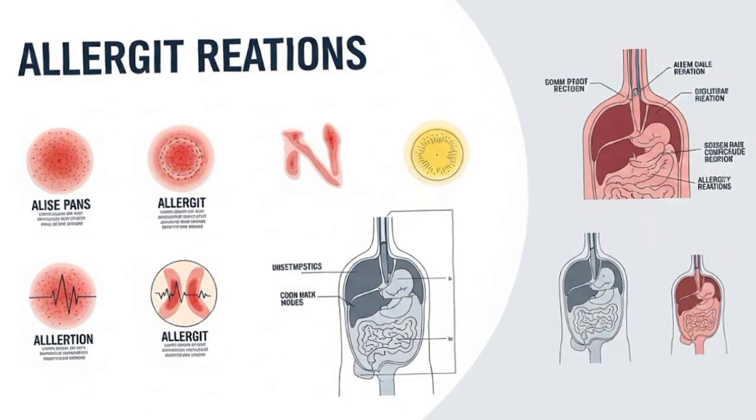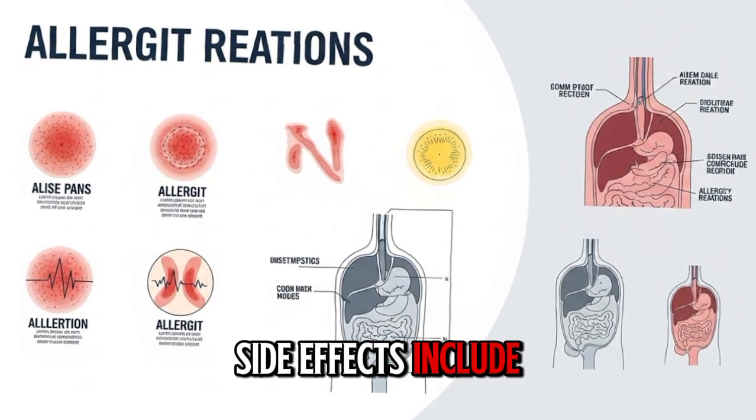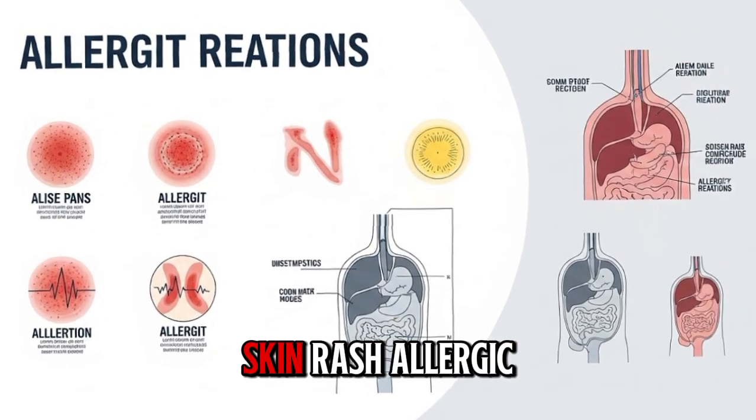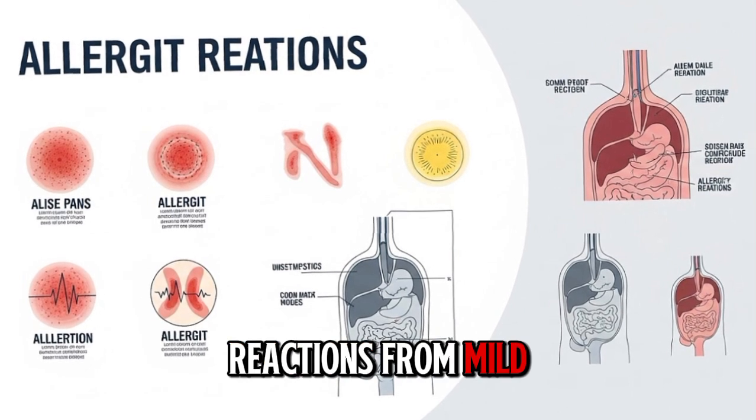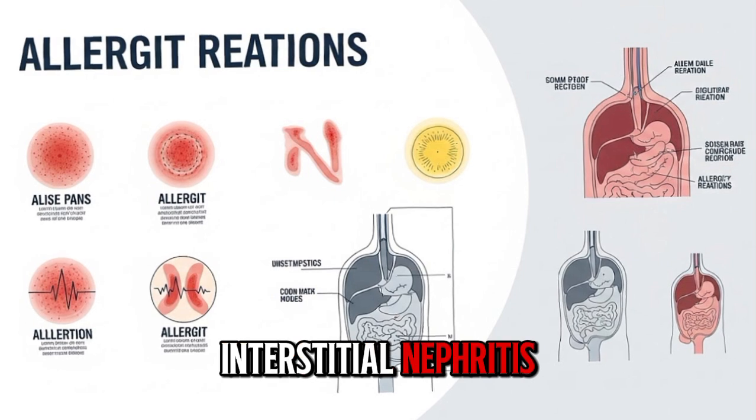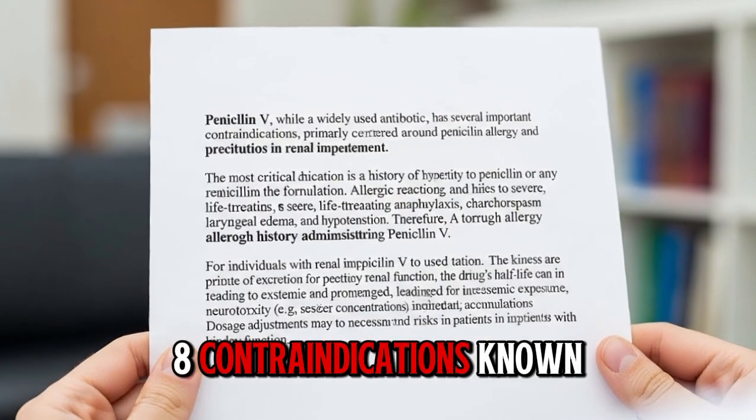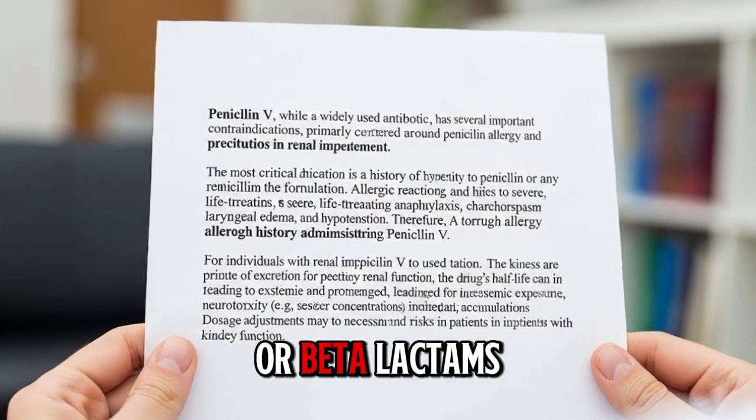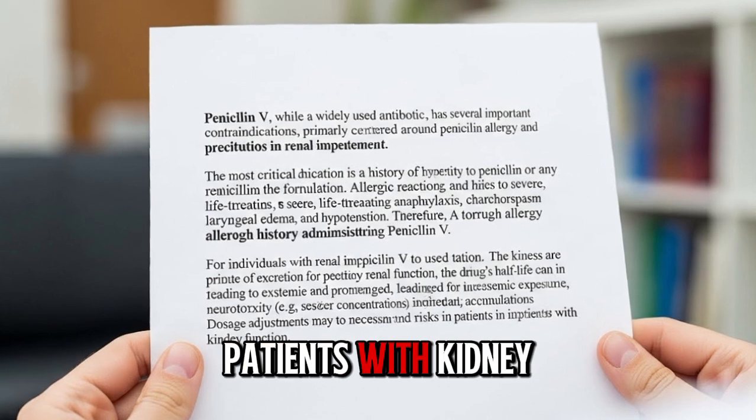7. Side effects. Common side effects include nausea, vomiting, diarrhea, skin rash, and allergic reactions, from mild rash to anaphylaxis. Rare: hemolytic anemia, interstitial nephritis. 8. Contraindications. Known allergy to penicillin or beta-lactams. Use cautiously in patients with kidney problems.